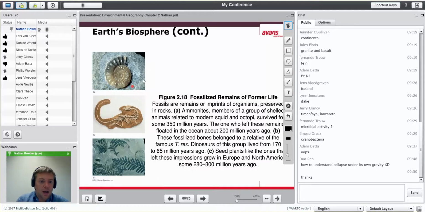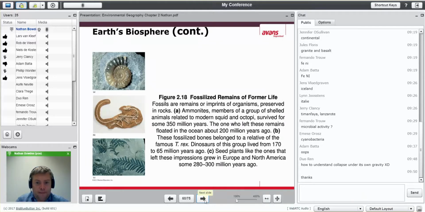Here you see the shell imprint. Here you see the fossilized bones, this is a T-Rex, and also the impressions of plants. I believe a fern from 200 to 300 million years ago. So these are called ammonites, shelled animals. This form squid and octopi.